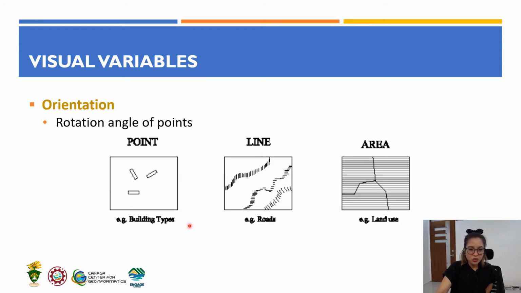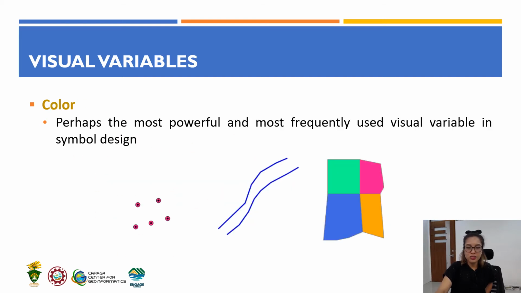Orientation. So the building types, orientation, rotation of angle of points. So here, na siya specific na orientation, this one too, and this one, tanawa kung asa padulong ang ilang mga lines, asa padulong ang ilang mga patterns that they are using or the symbols that they are using.